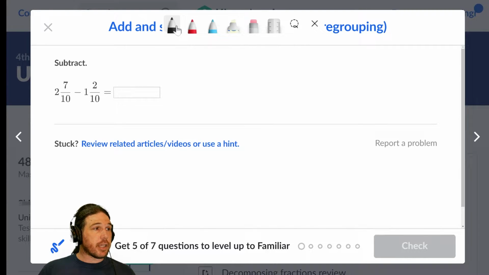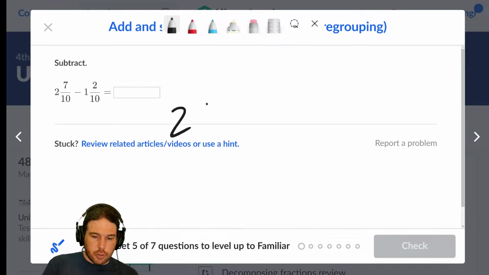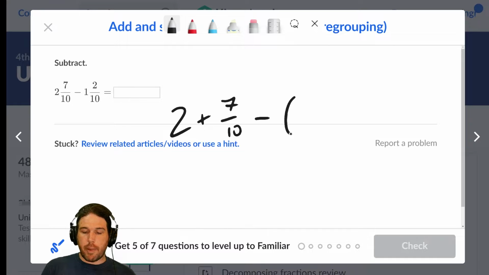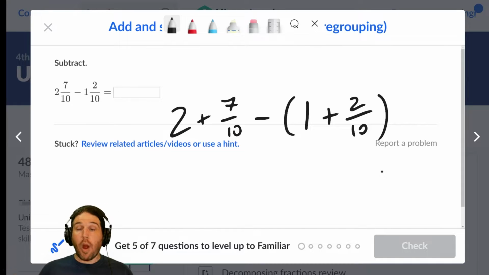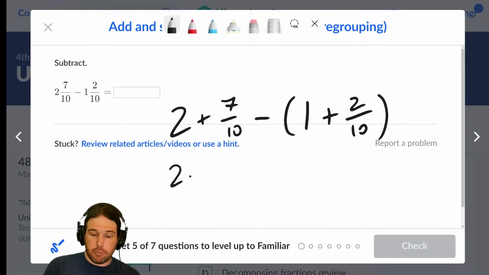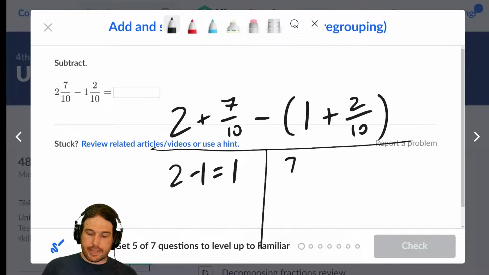Just remember, you are doing 2 and 7/10 minus, and the important part is to remember that this minus applies both to the 1 and the 2/10, right? That is 1 and 2/10. Both the 1 and the 2/10 are being subtracted. So 2 minus 1 is 1, and 7/10 minus 2/10 is 5/10.